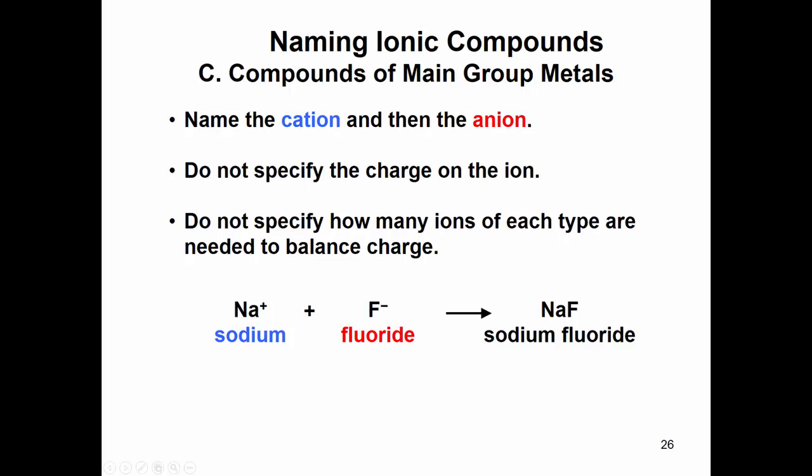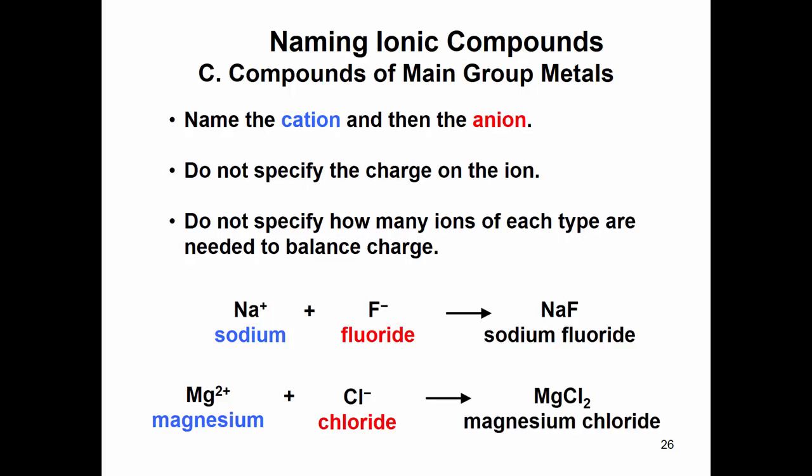So if sodium and fluoride make a bond, now we have an ionic compound, sodium fluoride. Notice that fluoride is spelled F-L-U-O, not F-L-O-U. You can see that on your periodic table. Magnesium chloride: we don't have to represent this 2 in any way. We simply say magnesium for Mg and chloride for Cl. And that is the name for the ionic compound when you have main group metals, group 1 through 3.